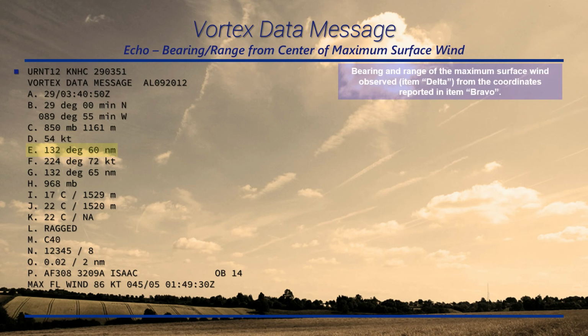Item Echo, this is going to be the bearing and range from the center of the maximum surface wind. So what we're comparing here is item Delta, our peak wind, to item Bravo, the center fix. So in this particular case, the peak wind was 132 degrees, 60 nautical miles out from the center. So imagine you're looking at this cyclone, the peak wind was about 60 miles to the southeast of the center.